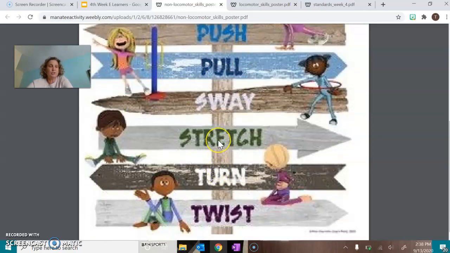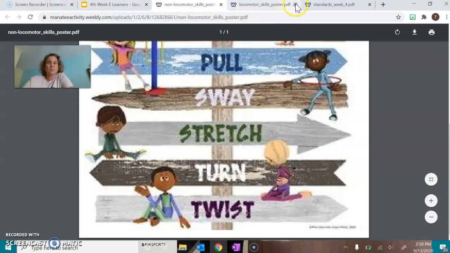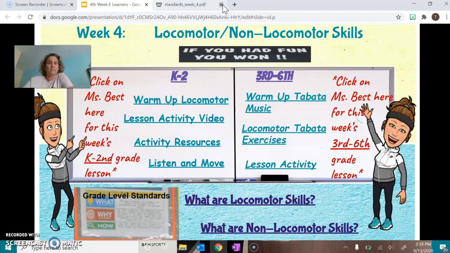Any type of stretching you do, so if I do an arm stretch, I'm going to stretch my arm, but I'm going to stay in the same spot. Turning of your body, right? Any type of turning. And then the last one says twisting. So if I was twisting, standing here, my body's moving, but I'm not moving to a different location. So those are the differences between our locomotor and non-locomotor skills.